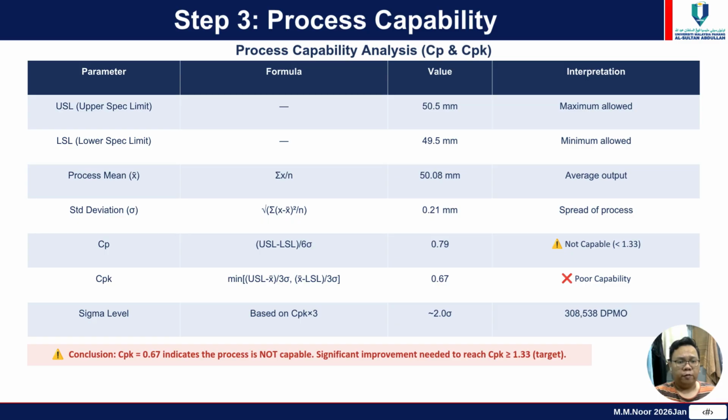The process achieved a Cp value of 0.79 and Cpk value of 0.67. Since the target for a capable process is generally above 1.33, these results indicate that the process is not capable and requires significant improvement. The estimated sigma level is approximately 2 sigma, corresponding to over 308,000 defects per million opportunities.